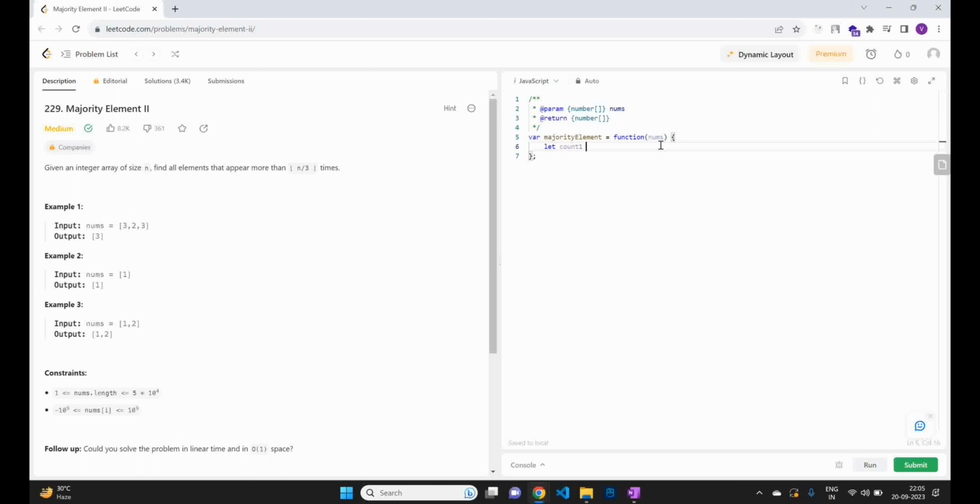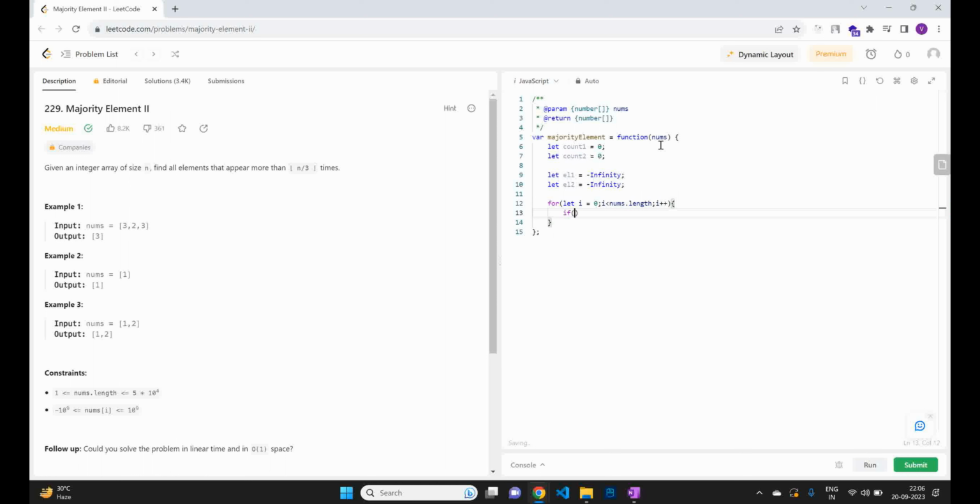So I will make count 1 as 0 and count 2 as 0. Okay. And similarly, the first element, let's say EL1, I'll make it minus infinity, and EL2 also will be initialized with minus infinity. Okay, now let's start. We'll loop through our array, that is i equal to 0, i less than nums.length, i plus plus, right?